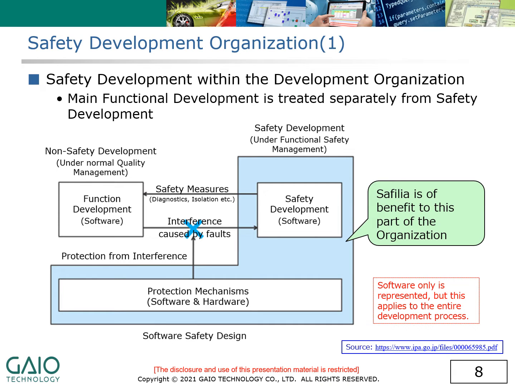This diagram shows how an organization should be structured to implement safety development effectively. Safety development should be carried out in parallel to other functional development, so that the safety measures decided upon in the safety development are reflected in the design of the functional development. Equally, the protection mechanisms of the safety development should ensure that any faults that exist in the functional development do not interfere in the correct operation of the safety aspects of the design.